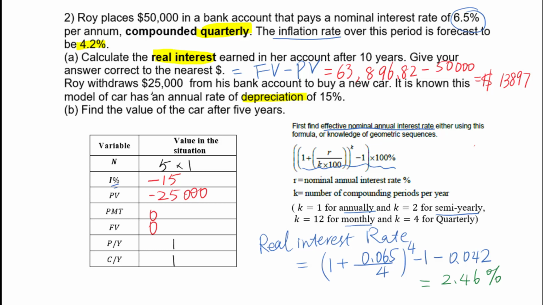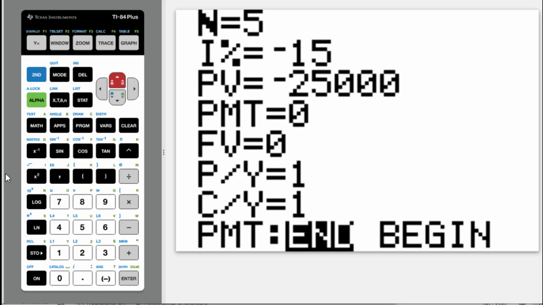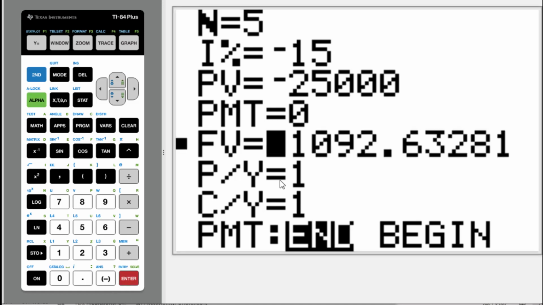Why is the present value negative? This is the money you took out of your pocket, gave away to get this car. Whenever money is taken out of your pocket, it will be negative. Positive money means the money you received. We are looking for future value, alpha, enter. So the car's value will be $11,092.63.